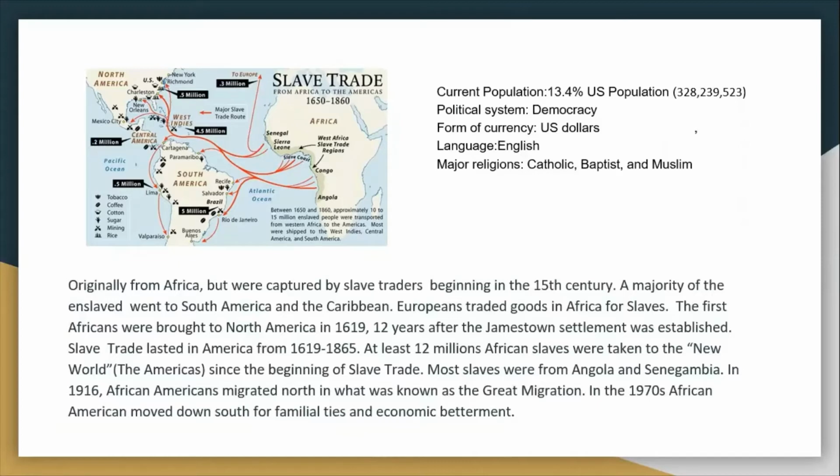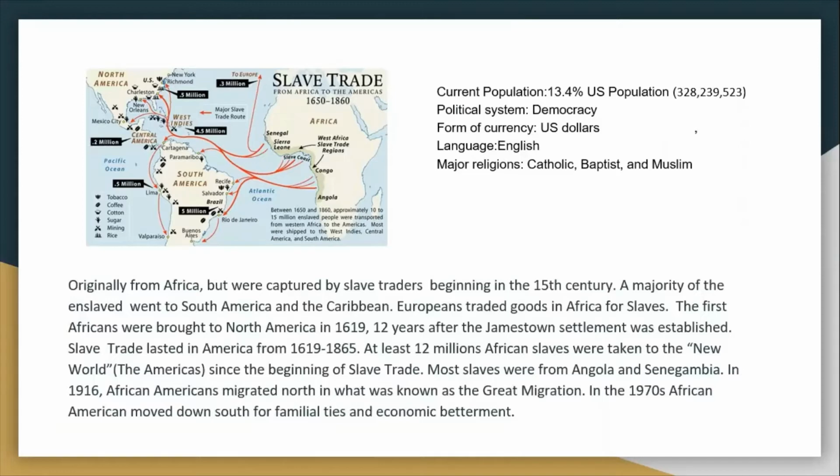The first Africans were brought to North America in 1619, 12 years after the Jamestown settlement was established. Slave trade lasted in America from 1619 to 1865, and at least 12 million African slaves were taken to the New World, or the Americas, since the beginning of slave trade. Most slaves were from Angola and Senegambia.